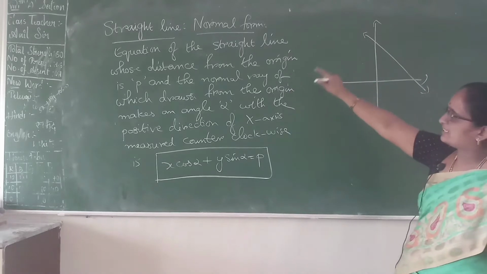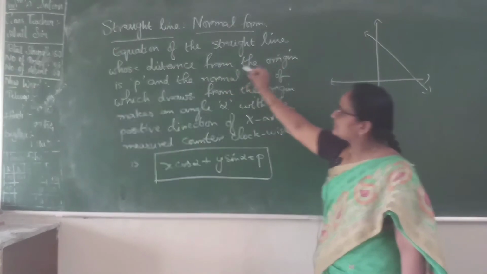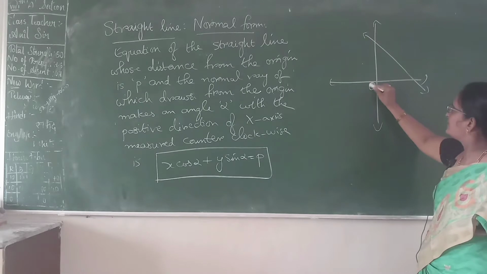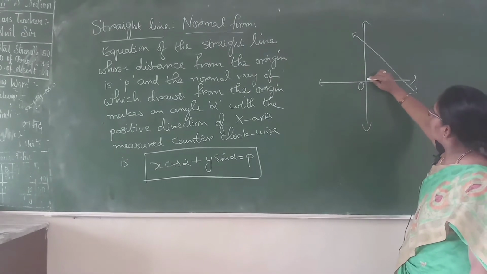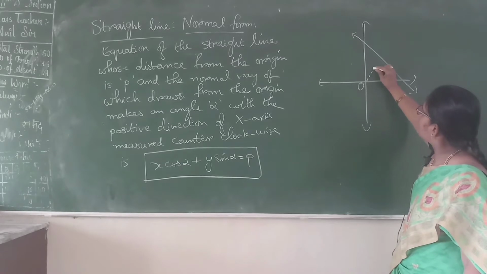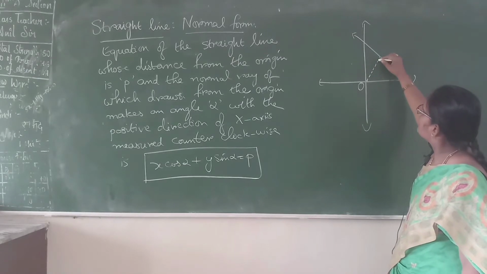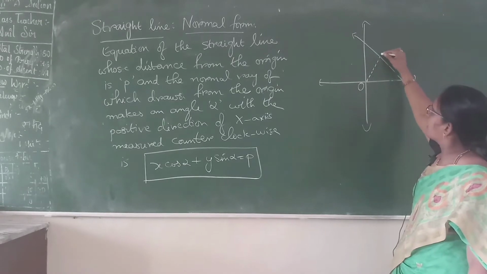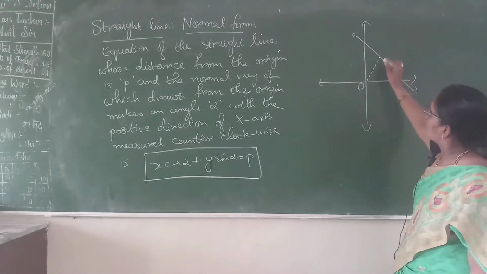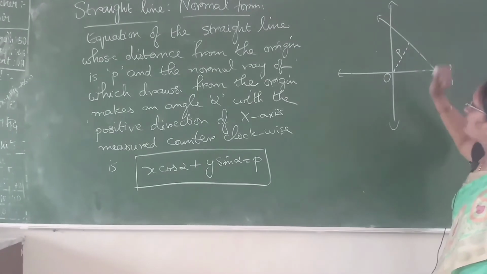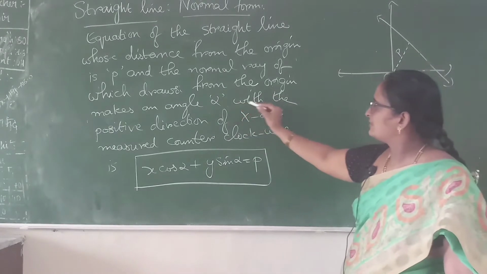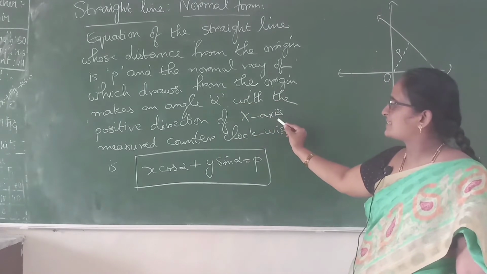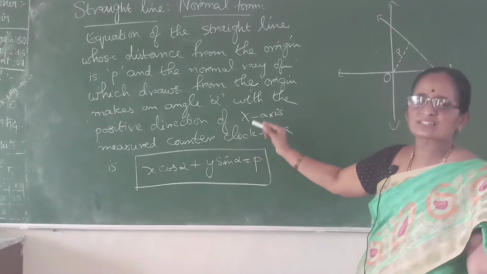Equation of the straight line whose distance from the origin is p. So this is your origin, and the normal ray means this is considered as the normal, which is making a 90-degree angle with the straight line. So this distance is considered as p. Then it makes an angle alpha with the positive direction of x axis measured counterclockwise.